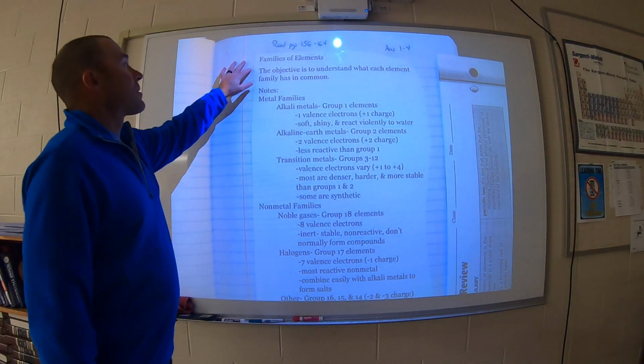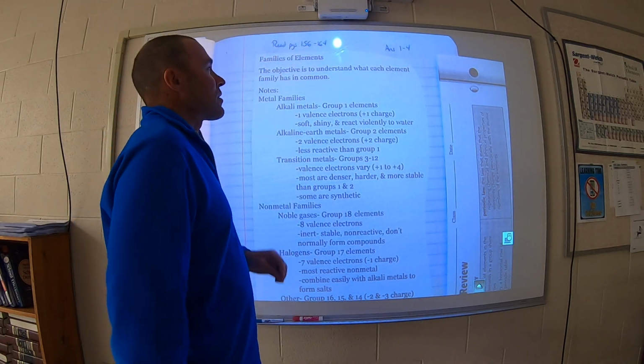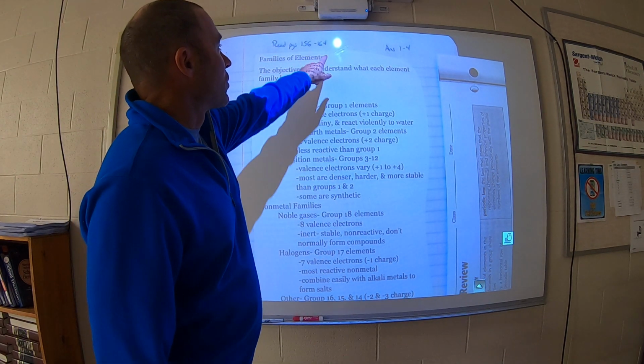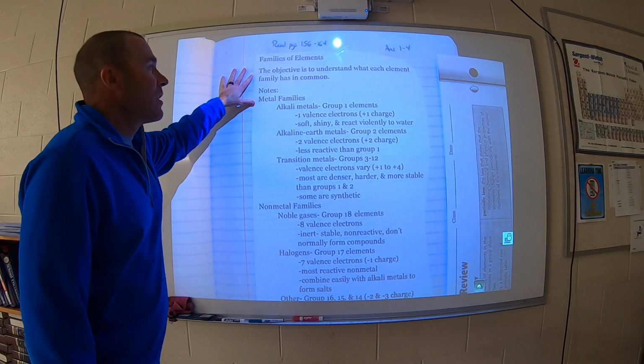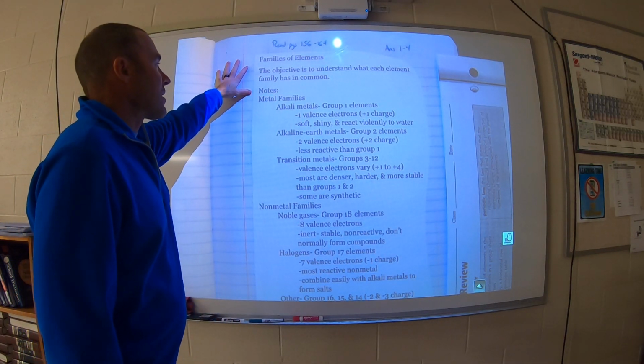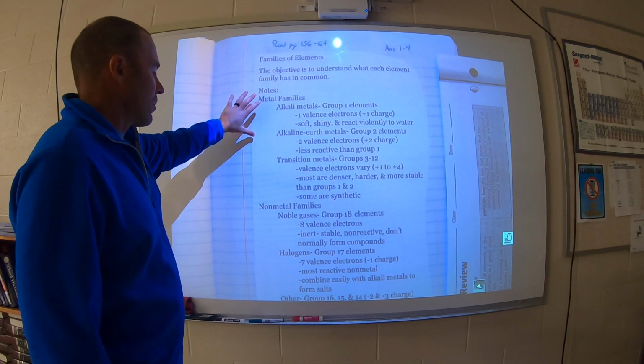We're going to talk about families of elements. You'll need to read pages 156 to 164 and answer questions 1 through 4 on page 164. So the objective here is to understand what each element family has in common. So let's go through the notes here.